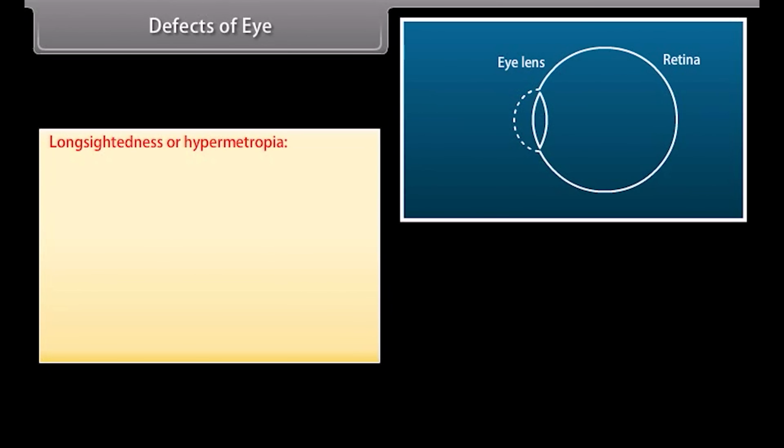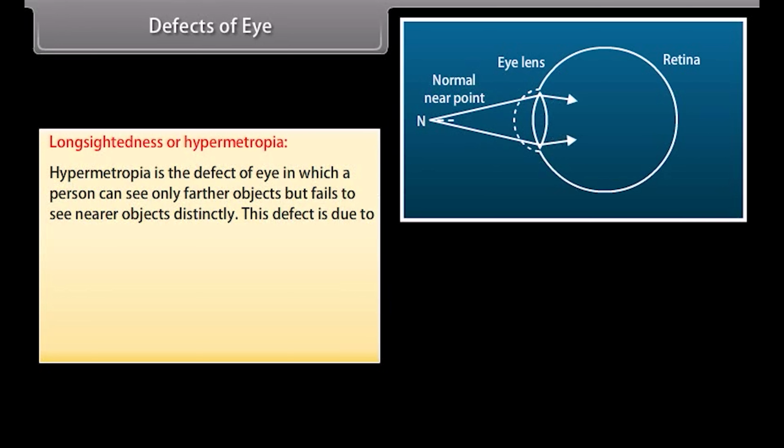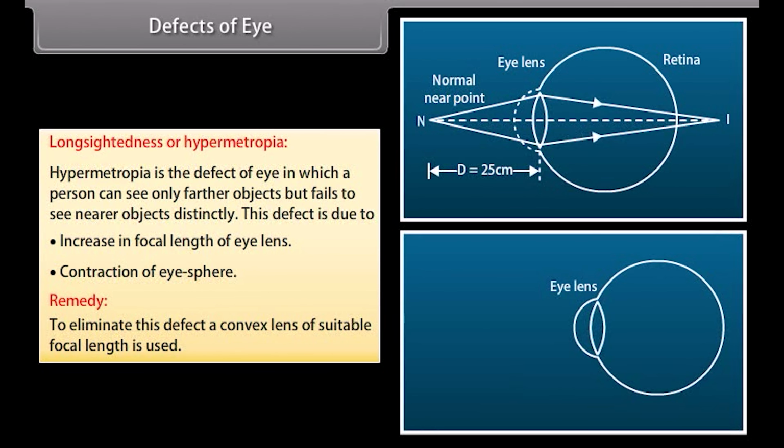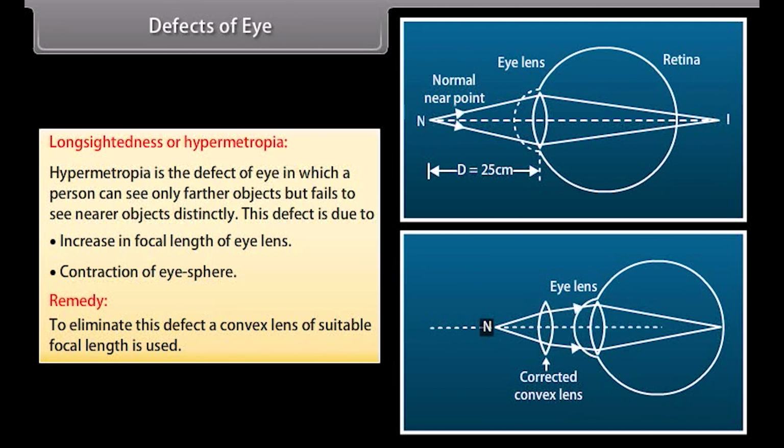Long-sightedness or hypermetropia. Hypermetropia is the defect of the eye in which a person can see only farther objects but fails to see nearer objects distinctly. This defect is due to 1. Increase in focal length of the eye lens. 2. Contraction of the eye sphere. Remedy. To eliminate this defect, a convex lens of suitable focal length is used.